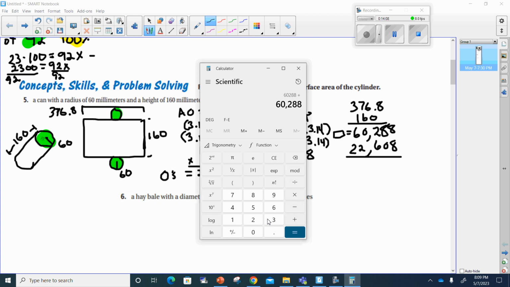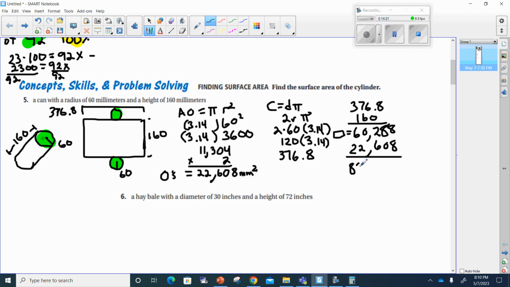Plus 22,608. The total surface area is 82,896. Is that 896? Yes. 896. And let's not forget, this is in millimeters squared.